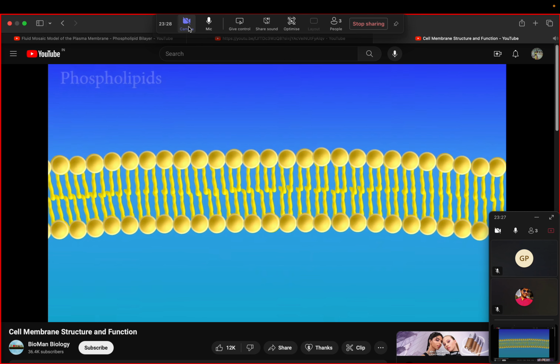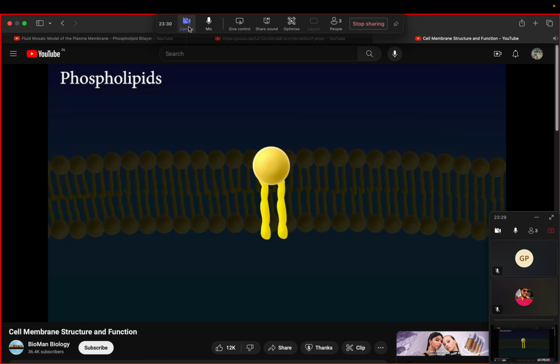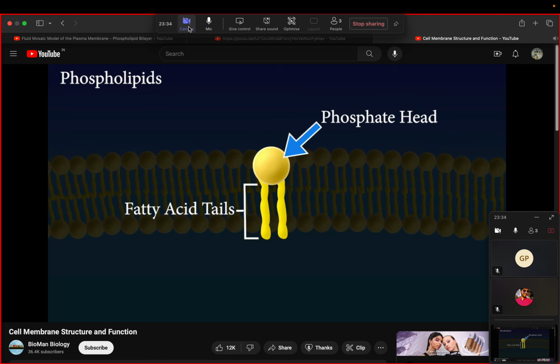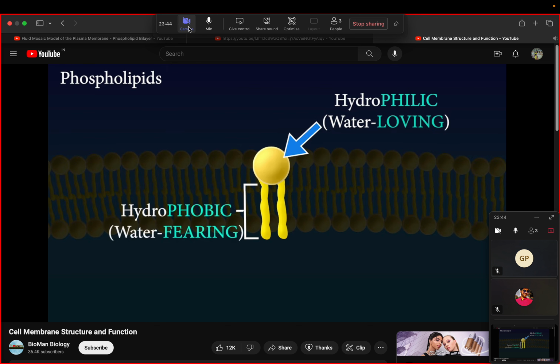Most of the membrane is made of molecules called phospholipids. Phospholipids have a head made of phosphate and two tails made of fatty acids. The heads are hydrophilic, meaning that they are attracted to water, or literally water-loving. The tails, however, are hydrophobic, meaning that they repel water.